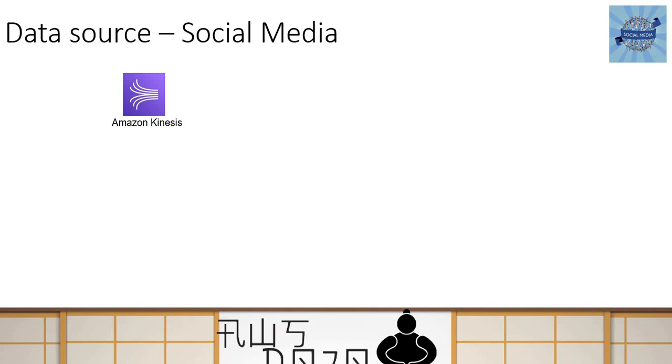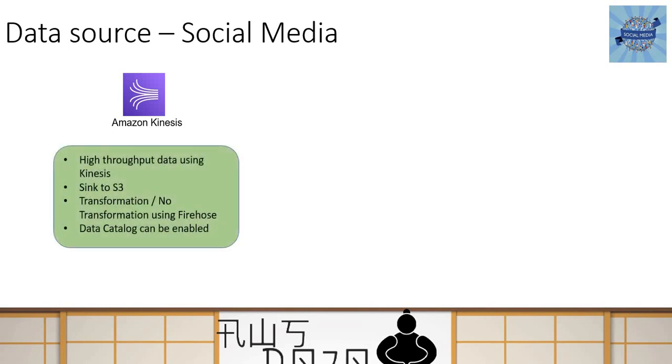Now, those are 3-4 scenarios I talked about where you have a confusion, you have multiple choices. But in some cases, you don't have a confusion. For instance, when you're trying to ingest data from social media, since social media is streaming data, high volume, high throughput data, you use Kinesis to bring data in. You can sync this data to an S3 bucket. You can use Firehose to transform or not transform the data. You have both choices. And Kinesis Firehose also supports data cataloging for streaming data, so you can leverage that feature as well.